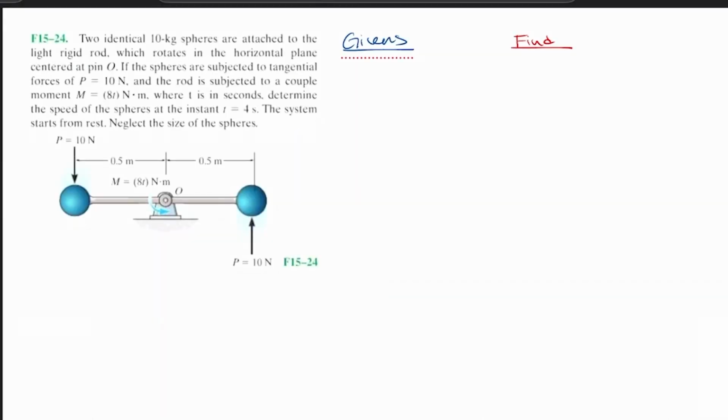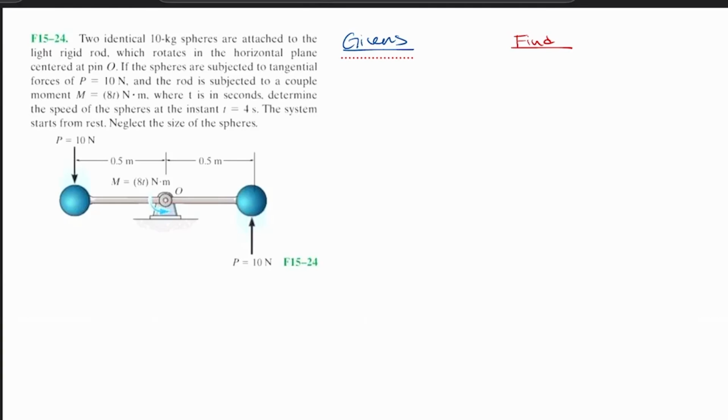Okay, so in this problem, we have two identical 10 kilogram spheres that are attached to the light rigid rod, as you can see in the picture, and they rotate in the horizontal plane centered at pin O. If the spheres are subjected to a tangential force P equals 10 newtons, and the rod is subjected to a couple moment M equals AT, notice that is a function of time, determine the speed of the spheres at the instant when the time is equal to 4 seconds.